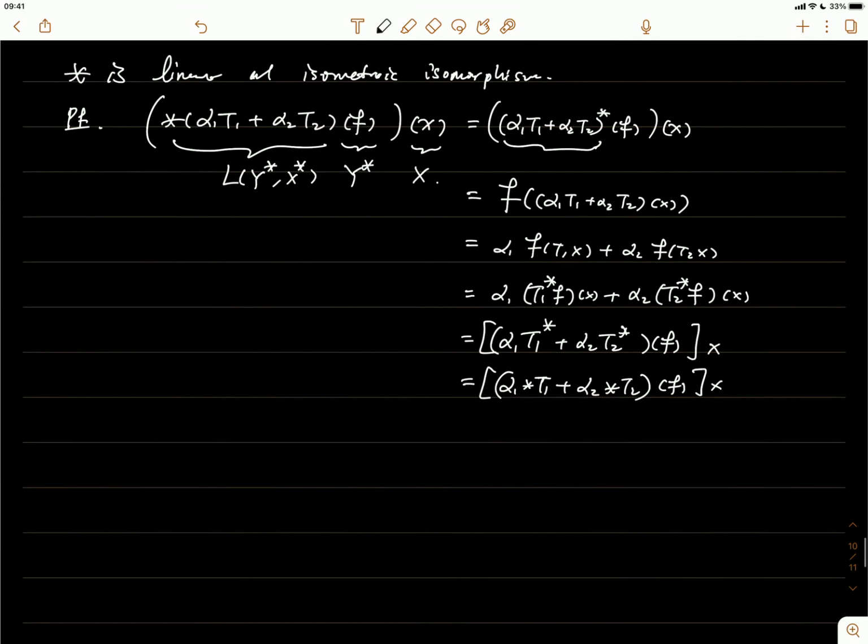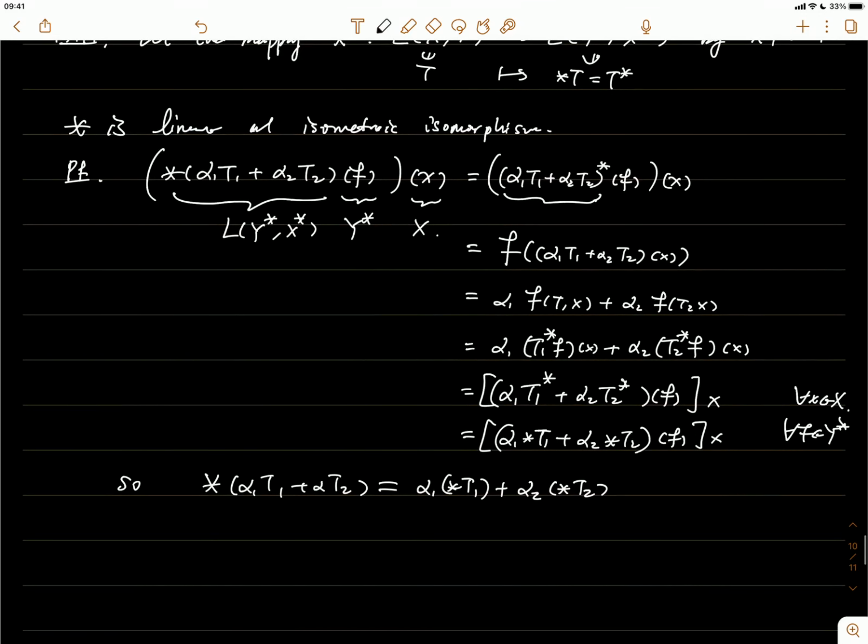And because this is true for any F in Y star and any X in X, we know this just means that the two mappings are identical. So this mapping and this mapping, these two are actually the same. Okay, and this means that it's linear.